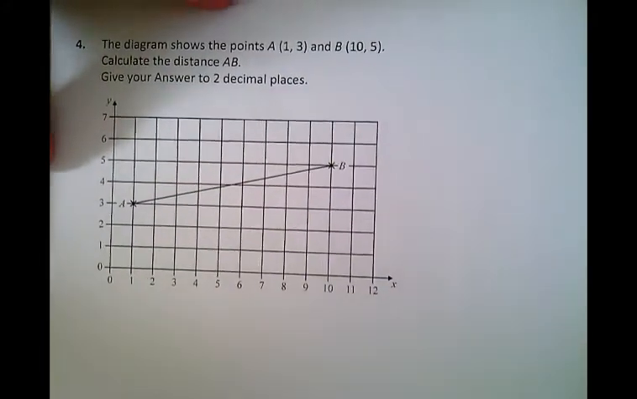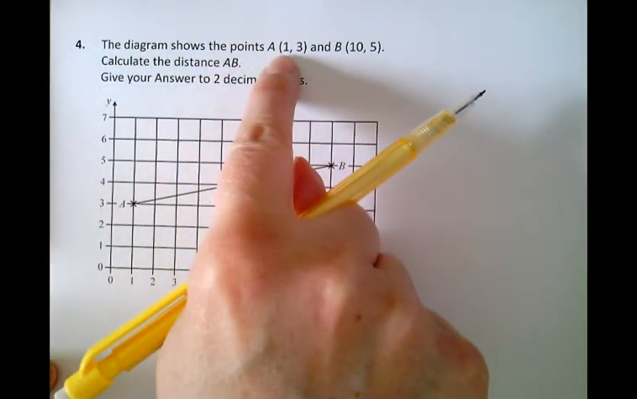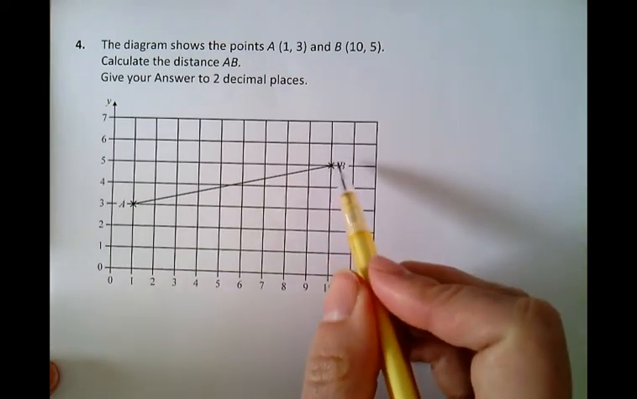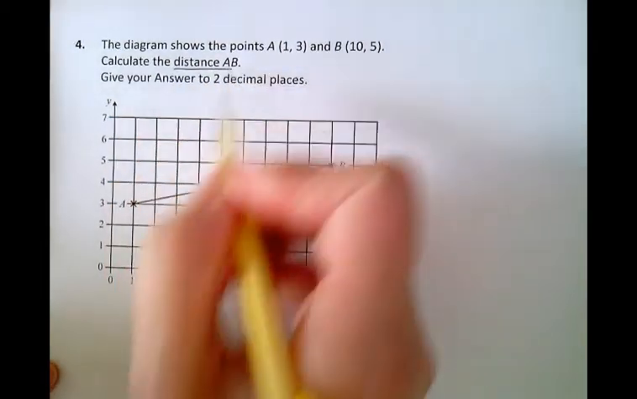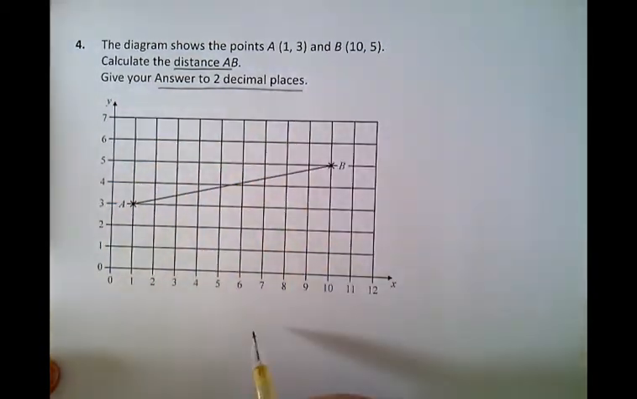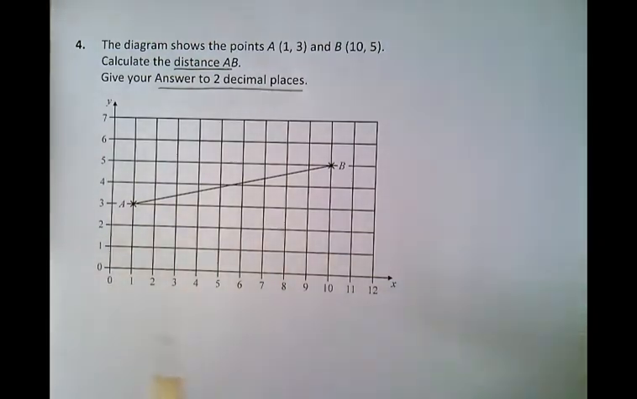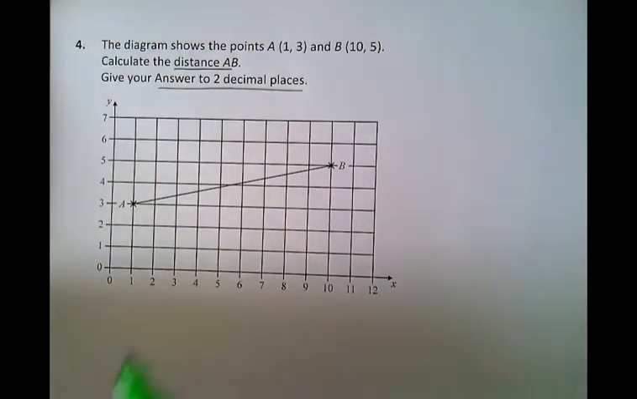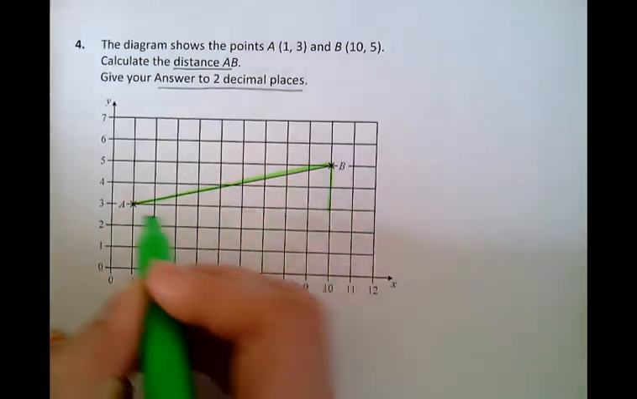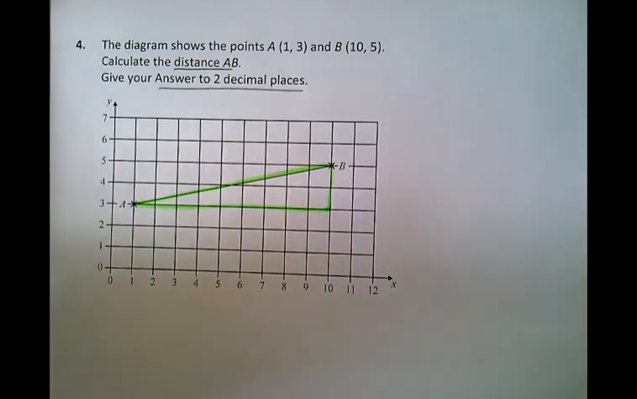This time we've got a grid of coordinates. So the diagram shows the points A, which is (1, 3), and then B is (10, 5). Calculate the distance AB, so they're wanting you to find the length of this slanty side and give your answer to 2 decimal places. So before you can do anything with Pythagoras here, you need to actually make it into a right angle triangle. So that side there would be the hypotenuse, and then just go down and across, and you've got yourself a right angle triangle with the right angle down there.